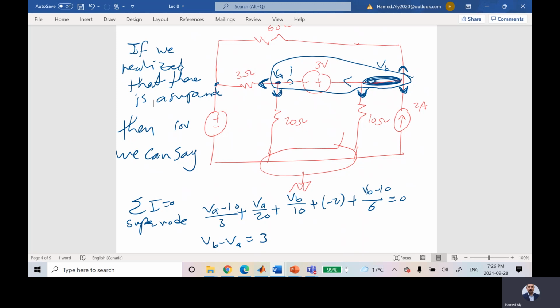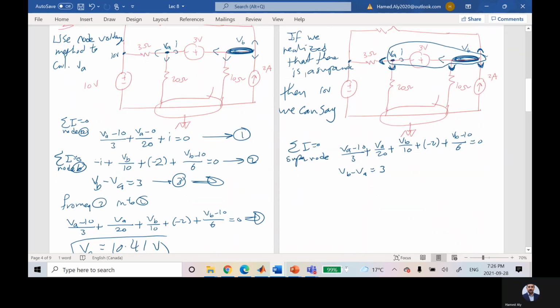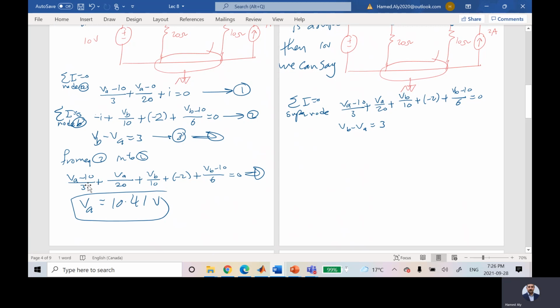How many equations do I have? 2. In 2 steps only, compared to the previous, where I wrote 4 steps. Let me see if they are the same or not. After modifying these 2 equations, you got (VA minus 10) over 3. Yes. VA over 20. Yes. VB over 10. Yes. Negative 2. Yes. (VB minus 10) over 6. Do I have the same equation?